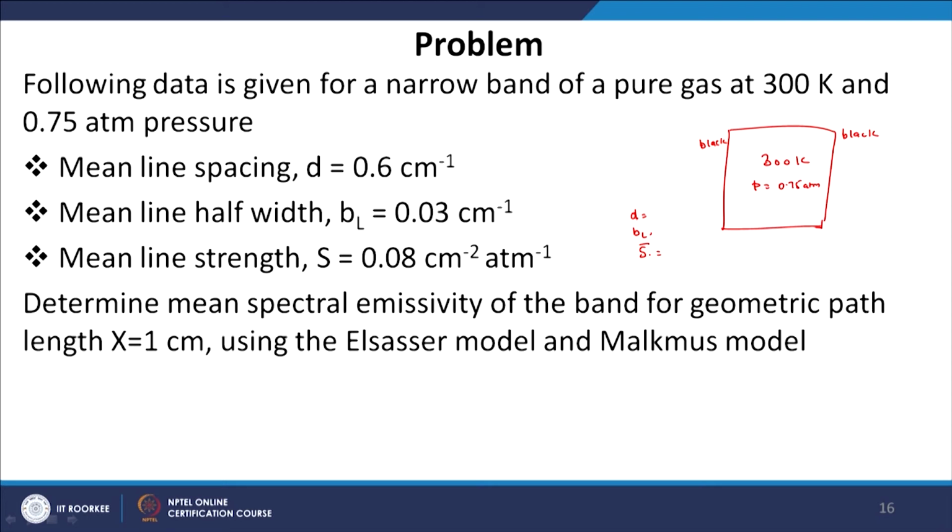We have to determine the mean spectral emissivity of the narrow band for geometrical path length x equal to 1 centimeter using the Elsasser model and the Malkmus model. The first thing you should observe is that the units of line strength, or mean absorption coefficient S, are in terms of pressure. So we have to take path length based on pressure.